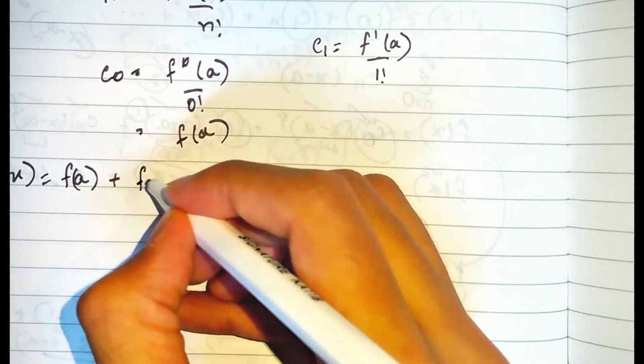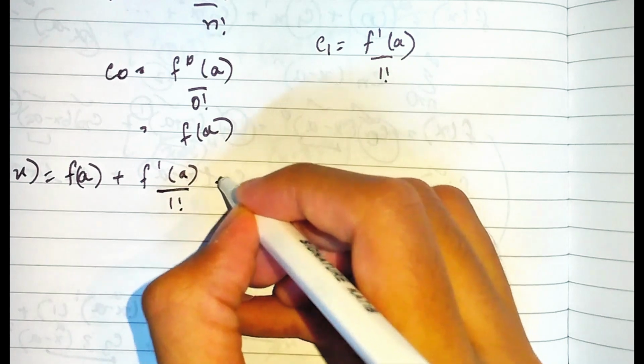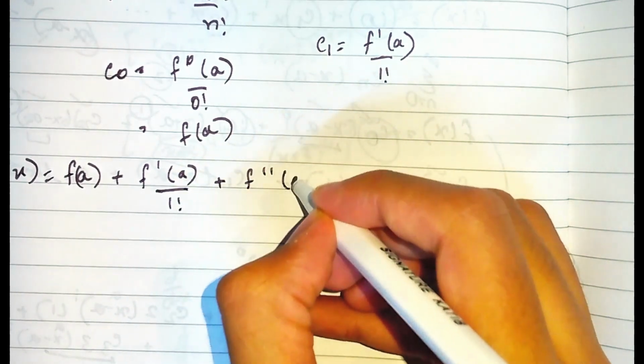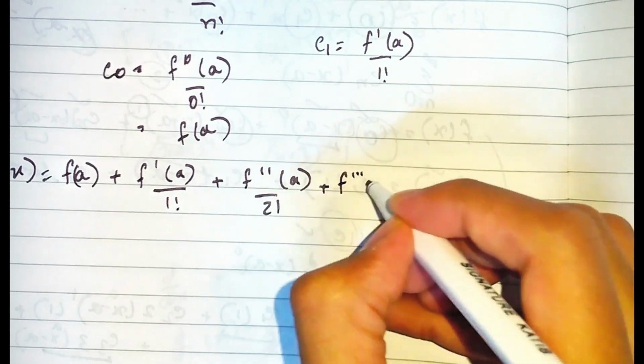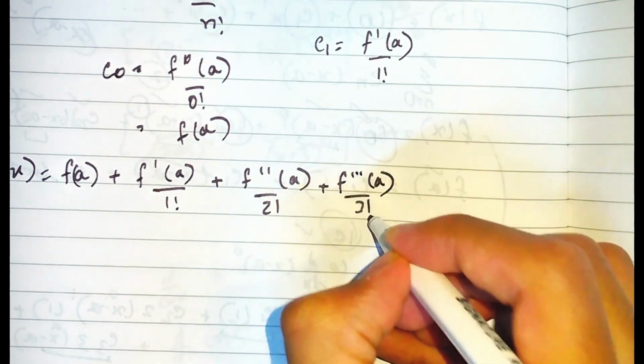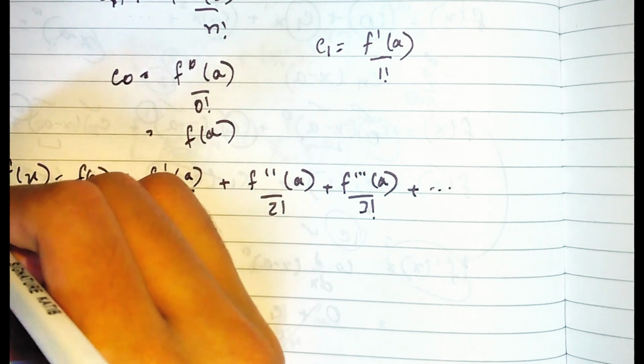So we can simply write the first derivative of f at a divided by the first factorial, plus the second derivative of f at a divided by 2 factorial, plus the third derivative of f at a divided by third factorial, and this series goes on, and this thing is actually known as the Taylor series.